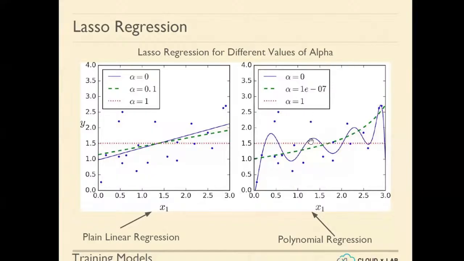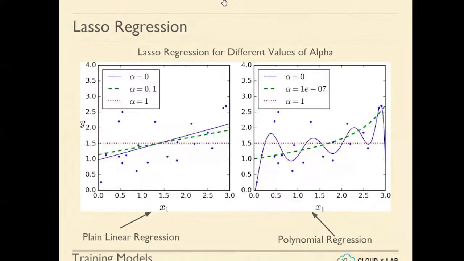So nothing special in this graph. I've already discussed. If you increase the alpha value, the graph will become more and more smooth because it will penalize high degree coefficients, right? Coefficients of high degree it will penalize.